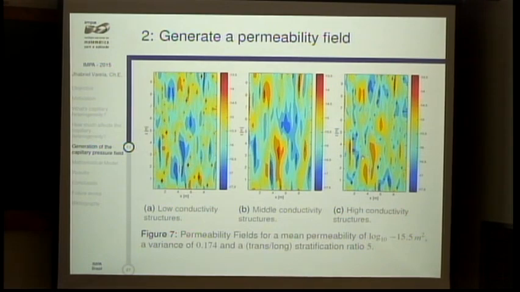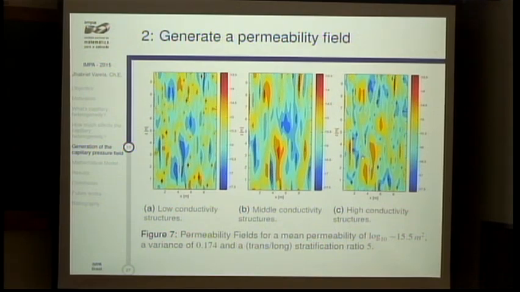So here we generate the permeability field in order to somehow improve or enhance the vertical flow. We use a vertical stratification, although we know that most of the aquifers have a longitudinal or horizontal stratification. In the first figure, we show this permeability field with low conductivity structures. In the third figure, with high conductivity structures.